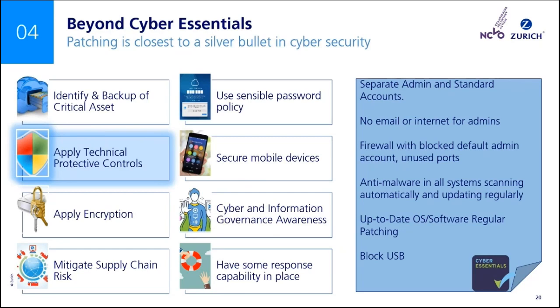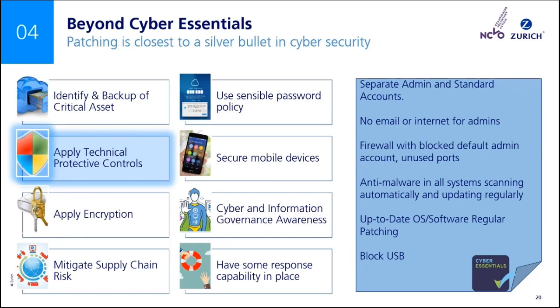So my next control, apply technical protective controls. The first thing to do is separate admin and standard accounts. So what are admin accounts? Admin accounts are accounts which can make changes to your system. And standard accounts are those accounts which don't have that privilege. That's why it is really, really important to separate them so that those standard accounts cannot make changes to your system. Remember, when you have some kind of a cyber attack, the attacker will try to use your permission to make changes to your system, make changes to your network.